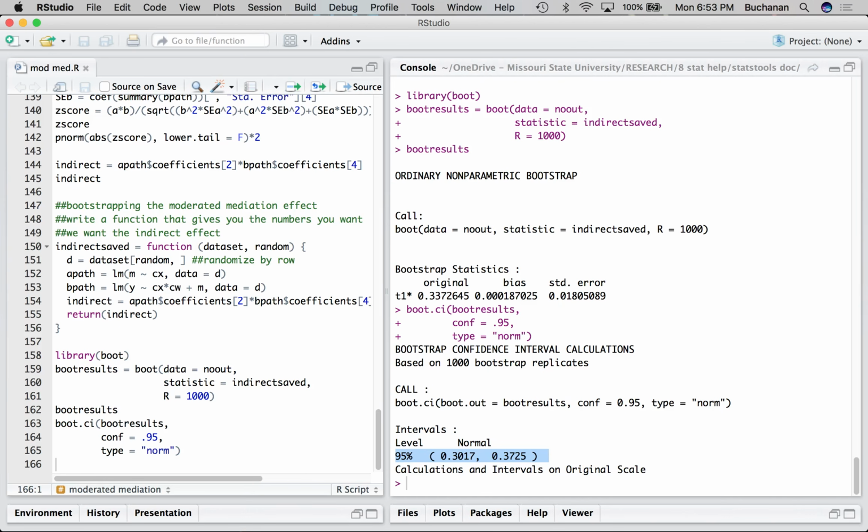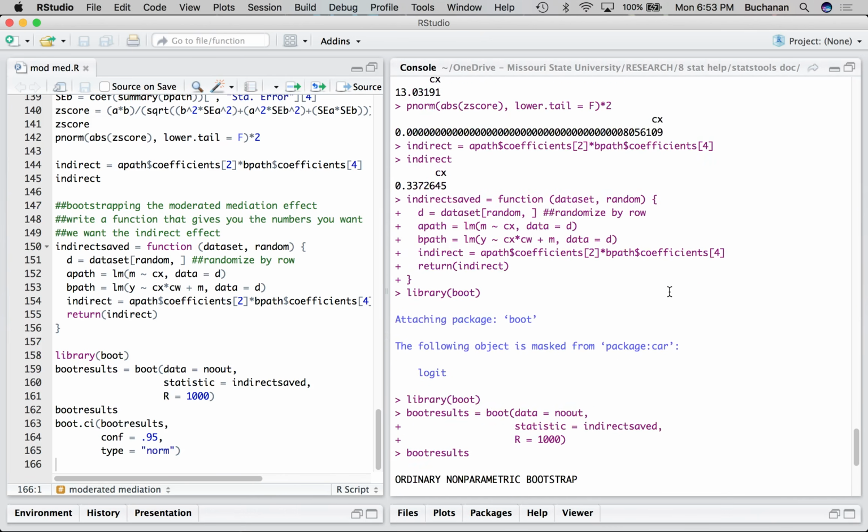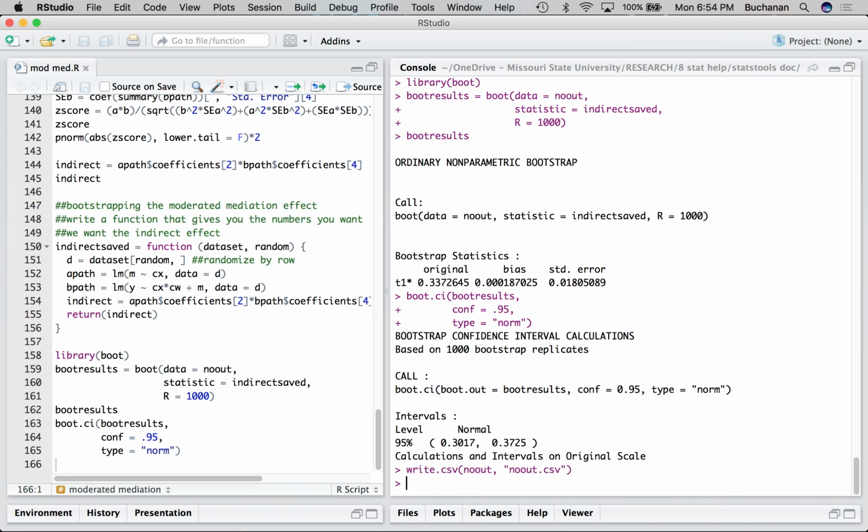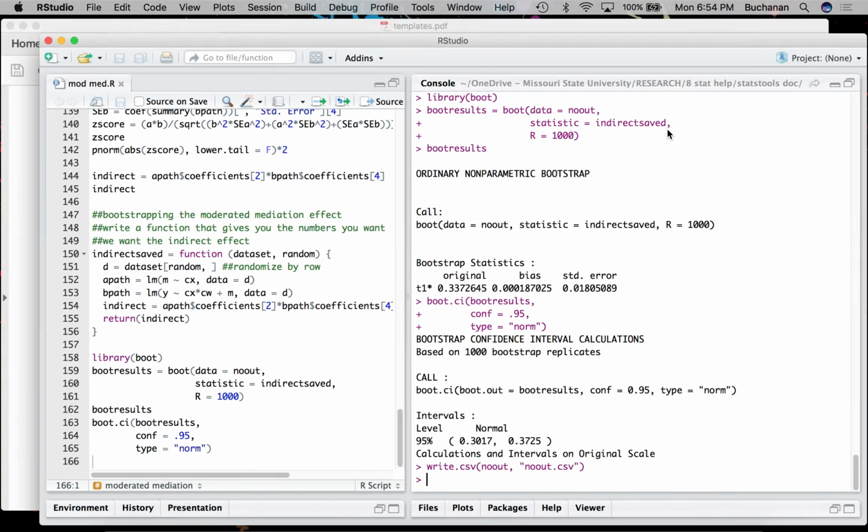And then even though we haven't really looked at C, right? Sometimes people won't report C. It does appear that C to C prime has decreased, closer to 0. What I'm going to do now is write out this data set and open this up in SPSS.